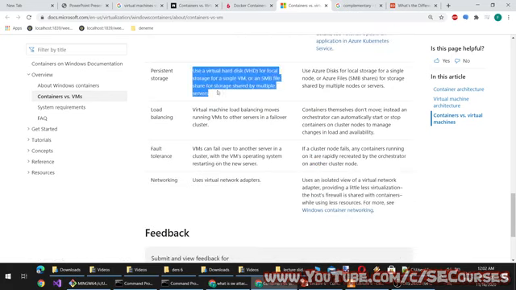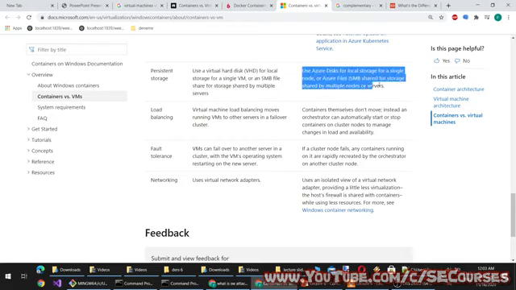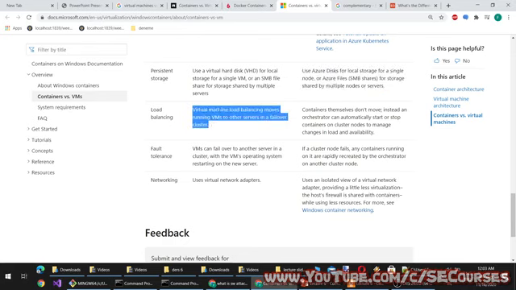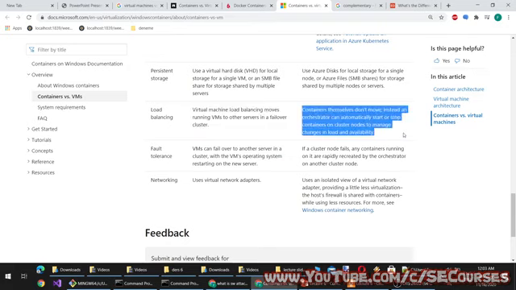Okay, about persistent storage. Use a virtual hard disk (VHD) for local storage for a single VM, or an SMB file share for storage shared by multiple servers. Okay, for containers, use Azure disks for local storage for a single node, or Azure Files (SMB) shares for storage shared by multiple nodes or servers. About load balancing, virtual machine load balancing moves running VMs to other servers in a failover cluster.